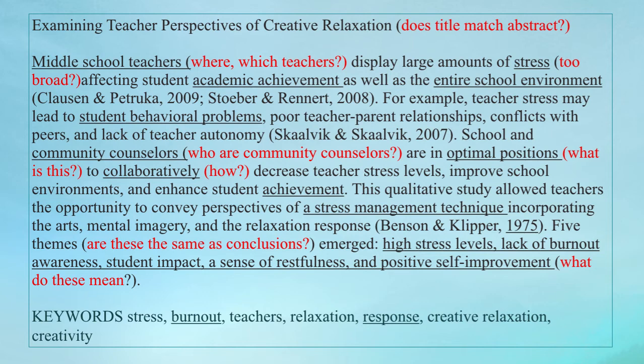Okay, so let's just have a look in terms of vagueness and specificity. So middle school teachers, here's where the context needs to be fleshed out a little bit. So which schools are you talking about? Which teachers? Are you talking about all the teachers in middle school or specific kinds of teachers? The concept of stress is too broad. Academic achievement, are you talking about performance through grades? And again, the entire school environment. So if some of those concepts that I've identified were specific, then you could probably keep entire school environment.